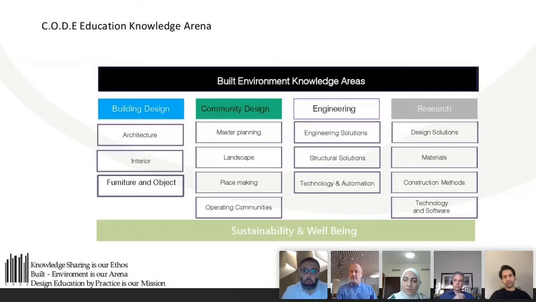The knowledge areas that we'll be covering include building design, architecture, interiors and furniture and objects, community design, master planning, landscape, placemaking, operating communities, engineering solutions, structure solutions, technology and automation. As well as Code is handling a research part, which includes design solutions, materials, construction methods, and assessment of technology and software. All in the background, sustainability and well-being is our base strategy that we're working upon.